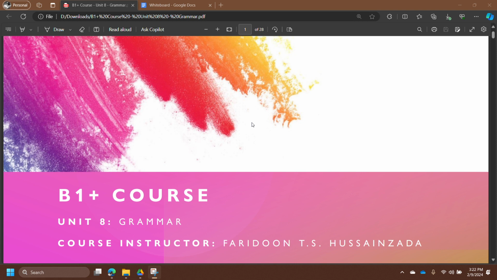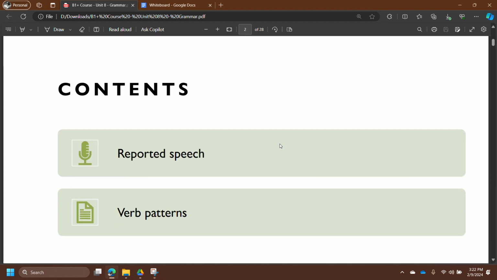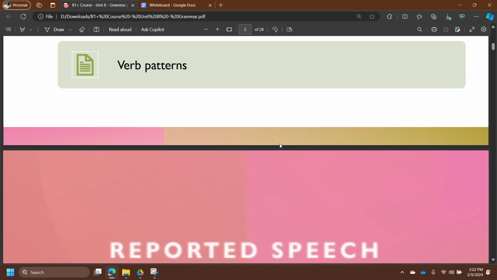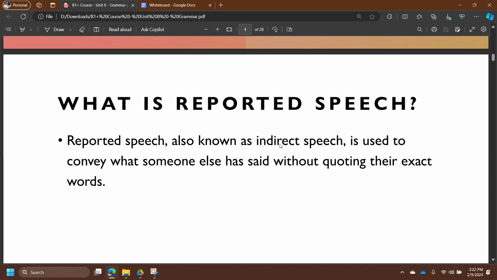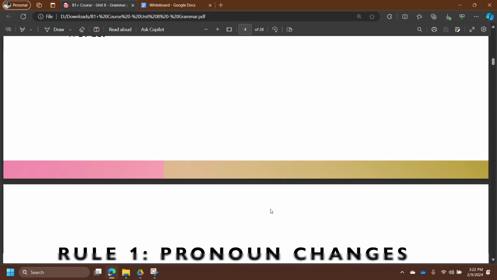And now we are talking about unit number 8, and it's grammar. Okay, so let's see. The grammar contents we have in unit number 8 are going to be reported speech and verb patterns. So let's start with reported speech first. What is reported speech, you may ask? Reported speech, guys, also known as indirect speech, is used to transfer what someone else said without quoting their exact words. That's the whole point, the whole target of reported speech.